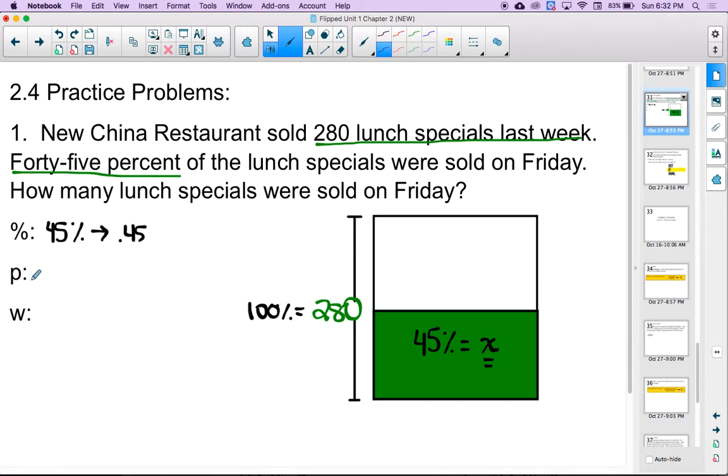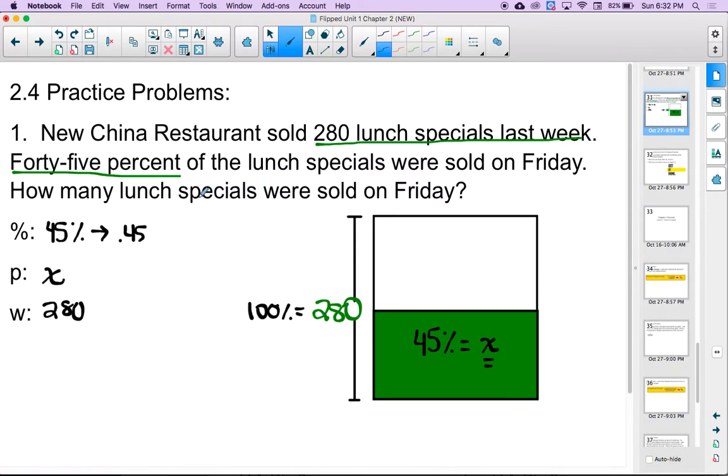The part is the unknown here. That's the part that's sold on Friday. I do not know how many were sold on Friday. That's what we hope to figure out. The whole is all of the lunch specials. All of the lunch specials, all 280 that they sold last week.